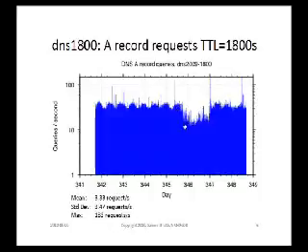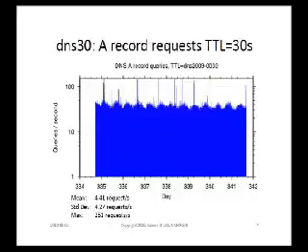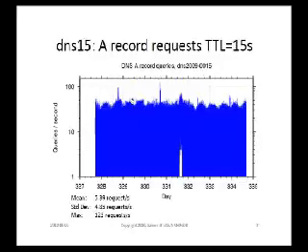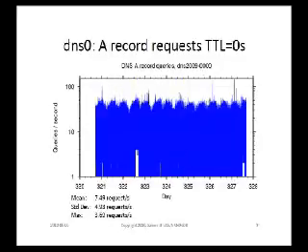We had a little outage here. It's accentuated in this graphic because it's a log scale, but it was actually not a huge proportion of that week. This is what you get at 30 seconds, and again you can see some of the time of day effects, the peaks during the middle of the day. This is 15 seconds, and this is 0 seconds TTL.